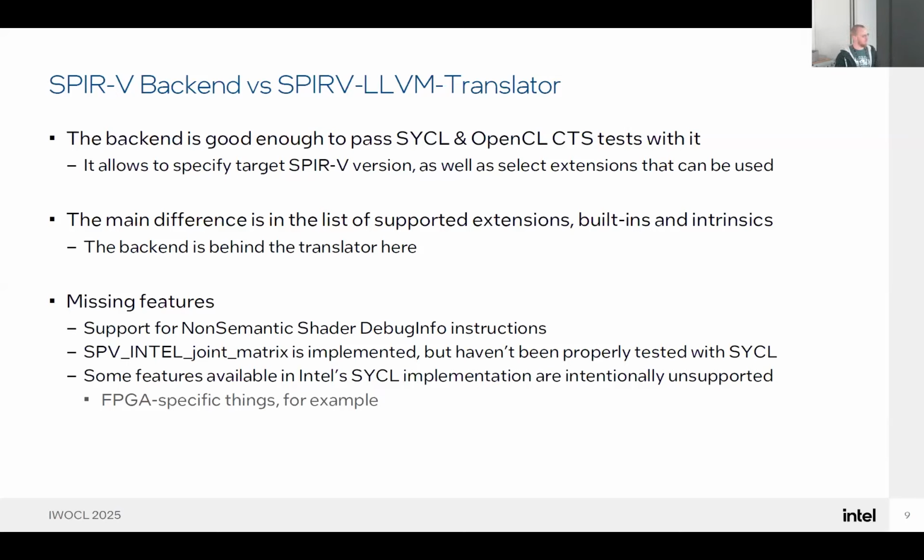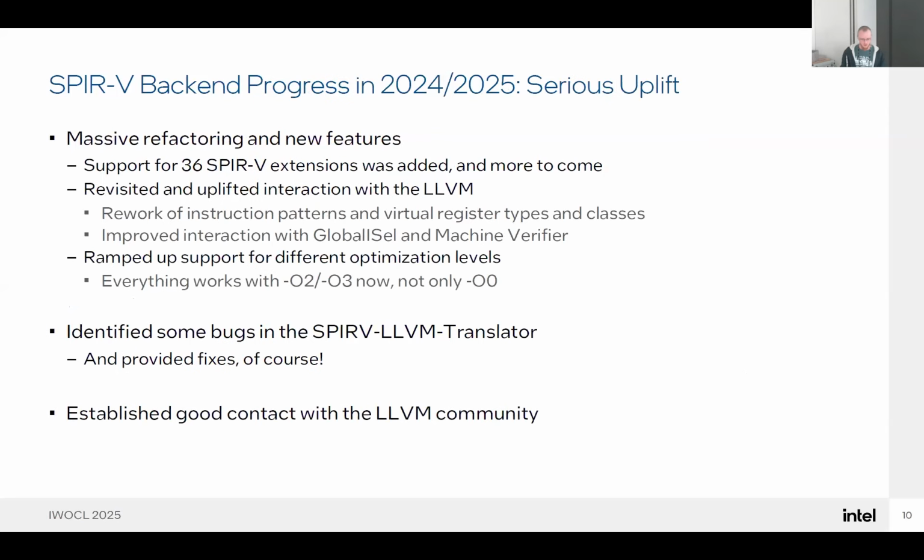They are somewhat SYCL-centric, simply because from our point of view, that is what we are missing to get all the features through the backend. But yeah, it's in pretty good shape overall. For the past year and a half, a serious uplift was done to the backend: multiple internal refactorings, and lots of new SPIR-V extensions were added. We ramped up support for optimized LLVM IR.